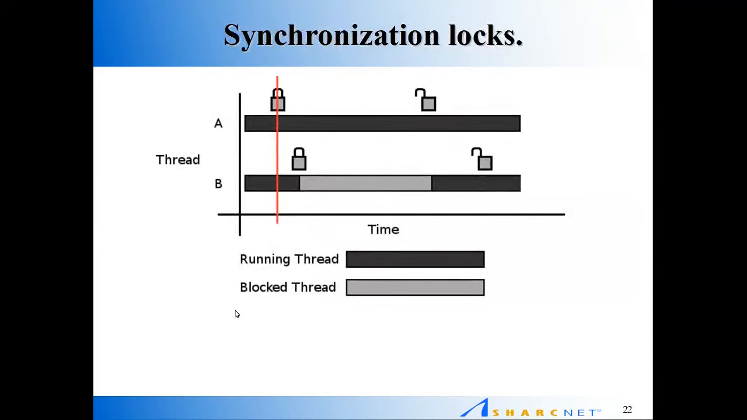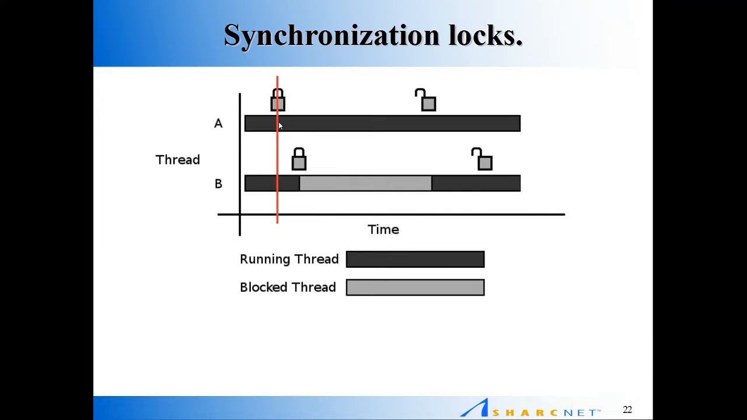Now, synchronization locks, often called mutexes or mutual exclusion locks, protect a section of code, allowing access to that code by only one thread at a time. We'll be referring to this section of code as a critical section. So here, thread A starts and thread B, they're both running happily along together, but thread A wants access to a critical code section. So it applies a lock.